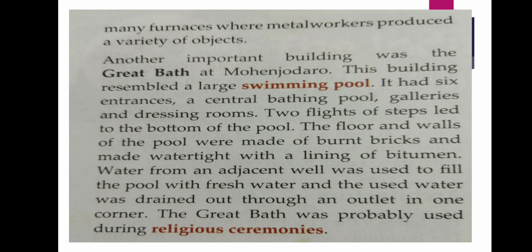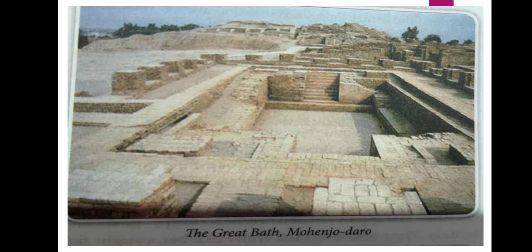This building resembled a large swimming pool, and it has 6 entrances. That means 6 entrances, the central bathing pool, galleries, and dressing rooms. 2 flights of steps lead to the bottom of the pool. The floor and walls were made leading to the bottom of the tank. Can you see this Great Bath of Mohenjo-daro? It is the most important building of this civilization.